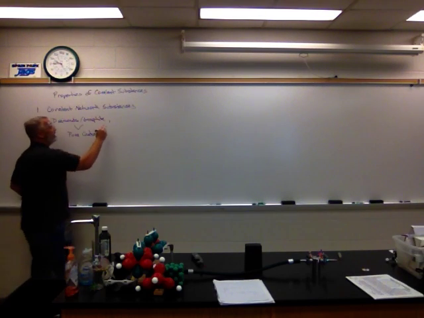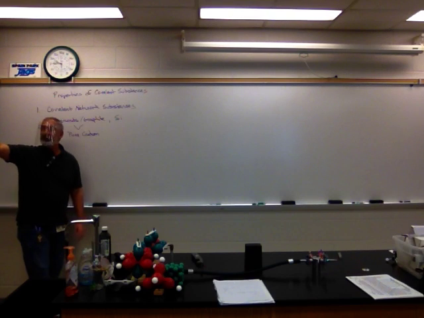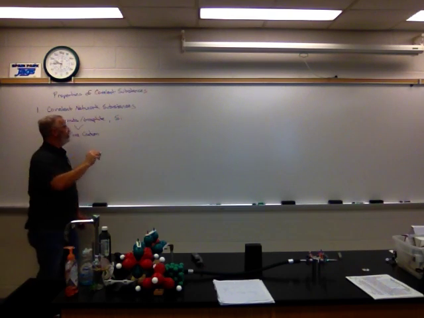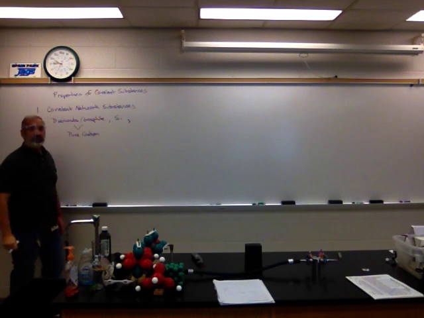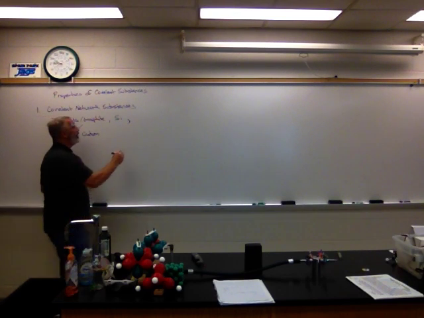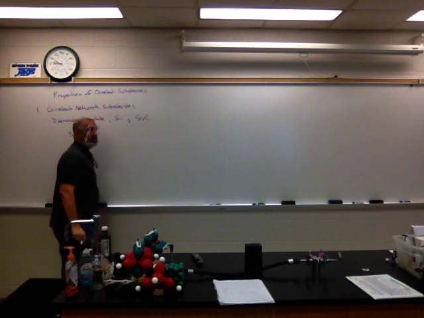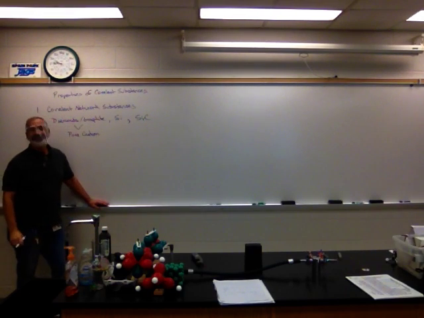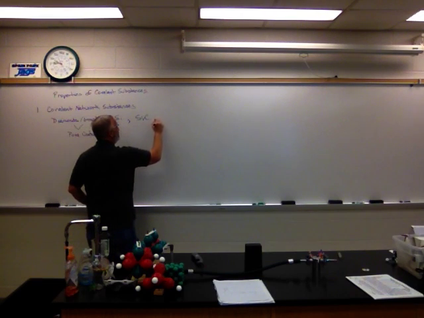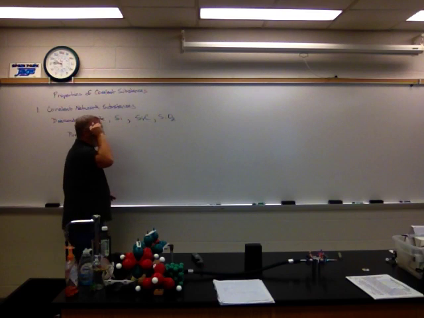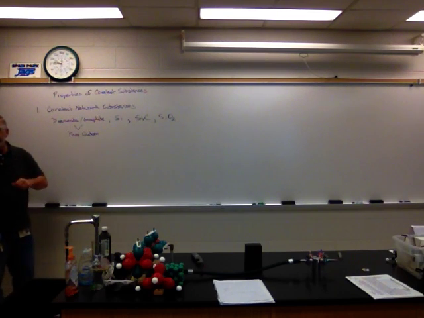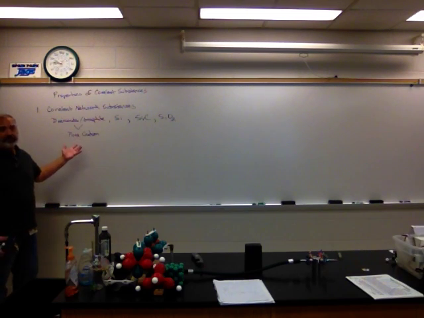Silicon. Just silicon because it's in the same family as carbon. It's going to bond the same way carbon does. Therefore, what's another one? Silicon carbide, SiC. And then the last one, sand, which is SiO2. If it's not one of these, it's not covalent network. These are the only ones you have to know for covalent network. You have to just memorize that.